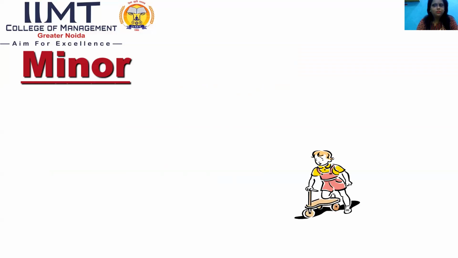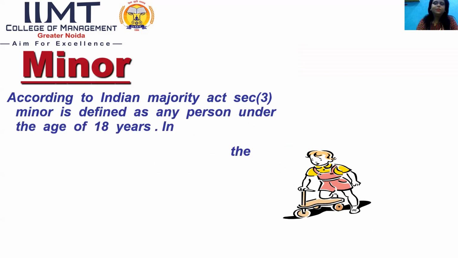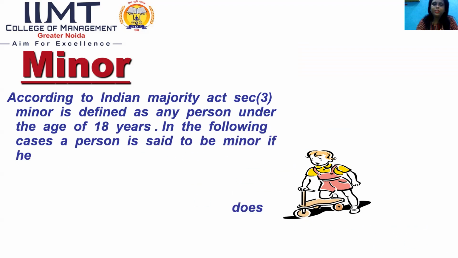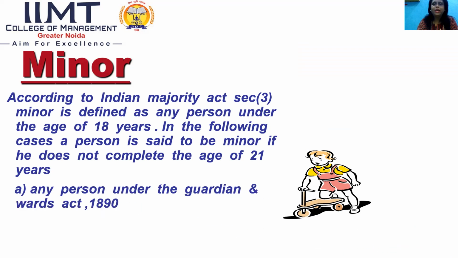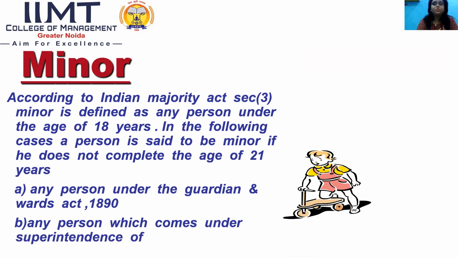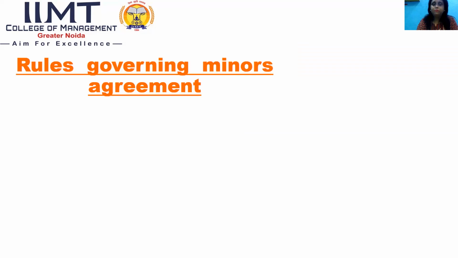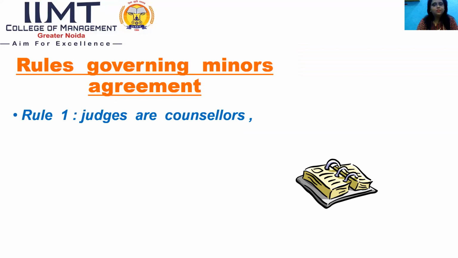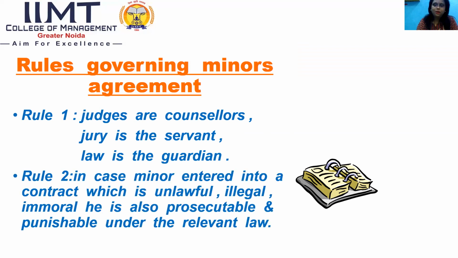What is the meaning of minor? According to the Indian Majority Act, Section 3, a minor is any person under the age of 18 years. In the following cases, a person is said to be a minor if he does not complete the age of 21 years: any person under the Guardian and Wards Act 1890, or any person who comes under the superintendence of law and legal representatives. There are rules governing minor agreements. Rule 1: judges are counselors, the jury is the servant, law is the guardian. Rule 2: if a minor enters into a contract which is unlawful, illegal, or immoral, he is also prosecutable and punishable under the relevant rule.